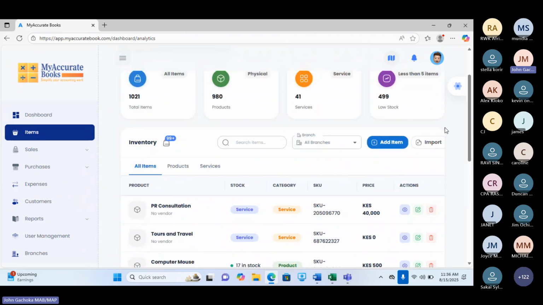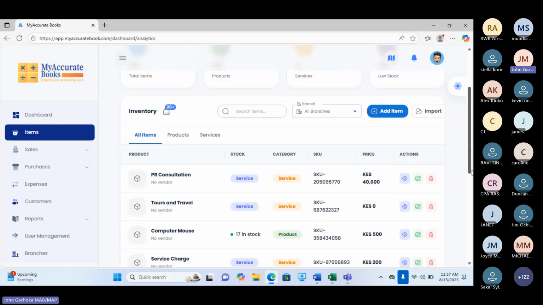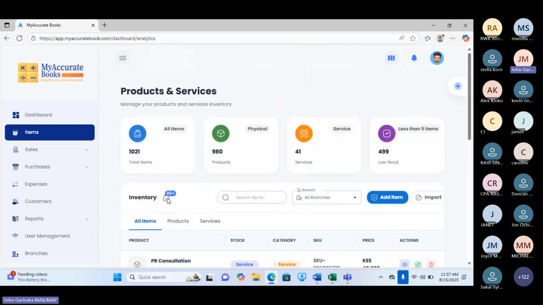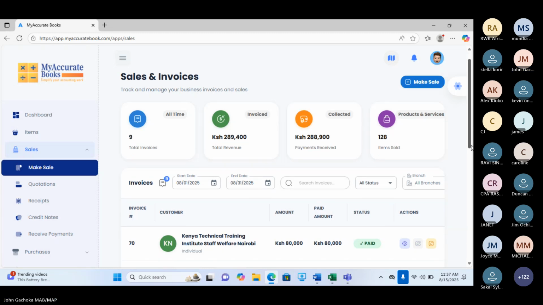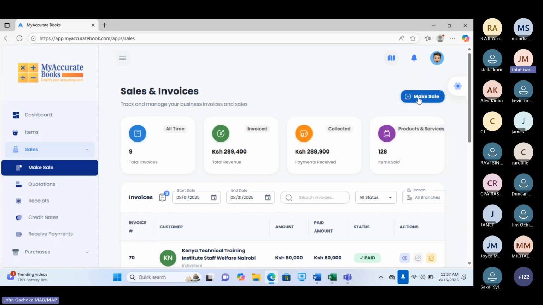The other bit is that when maybe you don't have too many items to update, you can add them one by one, and they will still be saturated under this system. So after that is done, in the event that you wish to make a sale, you can make a sale. And how do you do that? You come and say make sale.